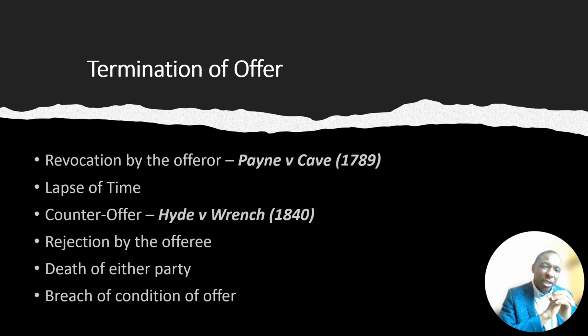Now we move to termination of offer. An offer can be terminated by various means. First of all, we have revocation by the offeror, and this can be seen in the case of Dickinson versus Dodds. An offer can be revoked by the offeror before it is accepted by the offeree. So that means the offeror needs to be proactive in revoking his offer. An offer can also be revoked by the offeror through a reliable third party.